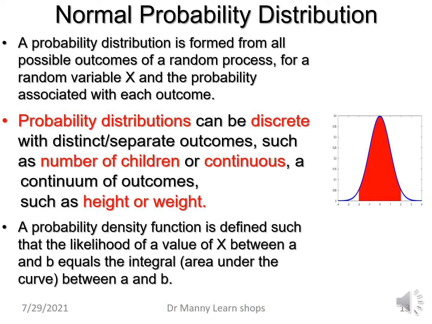Normal probability distribution is formed from all possible outcomes of a random process for a random variable x and the probability associated with each outcome. Probability distributions can be discrete with a distinct number of outcomes such as the number of children, or continuous, a continuous outcome such as height or weight. A probability density function is defined such that the likelihood that the value of x is between a and b equals the integral, which is the area under the curve between a and b.